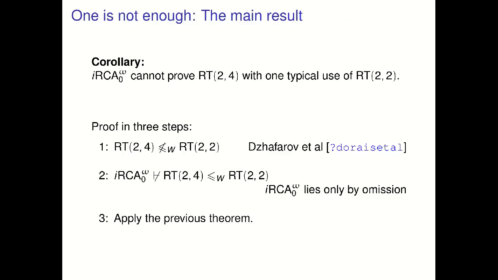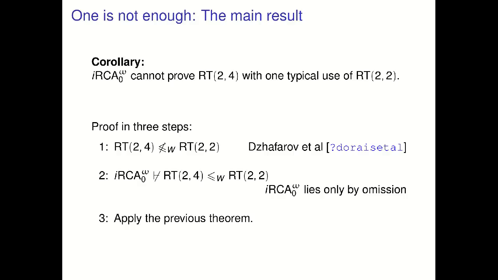The corollary to the theorem, where I said there's this nice connection between proving things with one typical use and proving the Weihrauch reducibility, is that we get exactly what we wanted. Working in the subsystem, there's no way to prove Ramsey's theorem for pairs in 4 colors with one typical use of Ramsey's theorem for pairs in 2 colors. You can think of the proof in 3 steps.